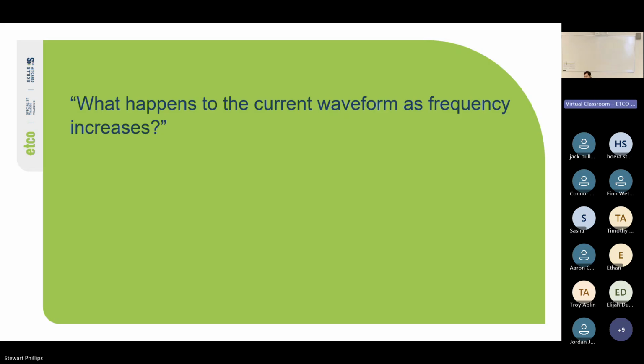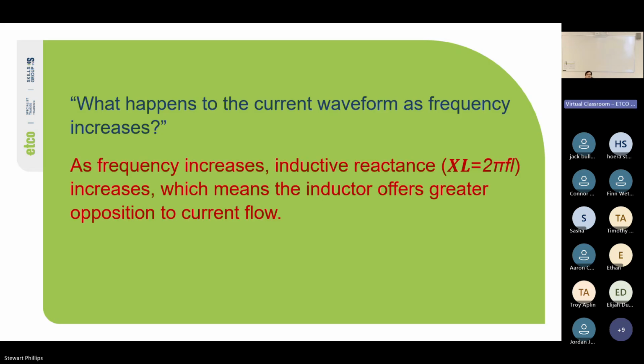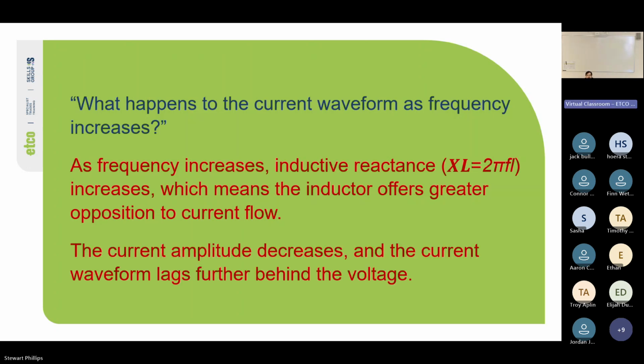Yeah, so as the frequency increases, we get an increased inductive reactance because XL equals 2 pi FL, which means the inductor offers greater opposition to the current flow. The current amplitude decreases, so it does go up and down more often, but the total distance it goes up off the reference line decreases.